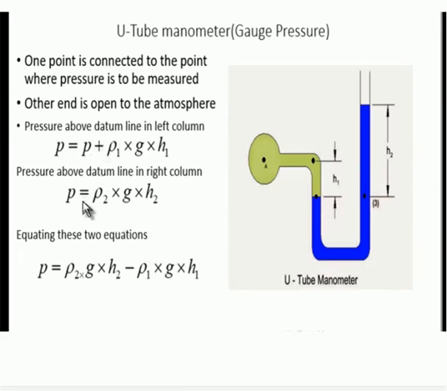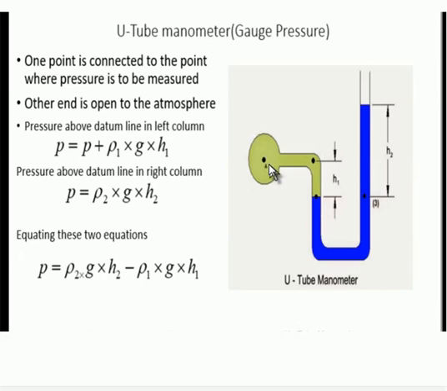Equating these two equations, since P is the same in both, and simplifying, we get P equal to rho 2 g h2 minus rho 1 into g into h1. This is the equation for the U-tube manometer to find the gauge pressure.